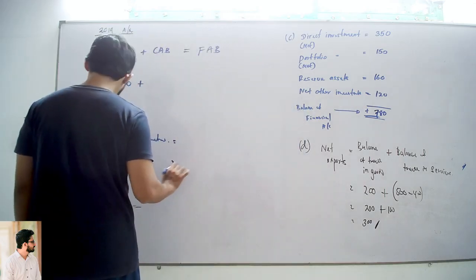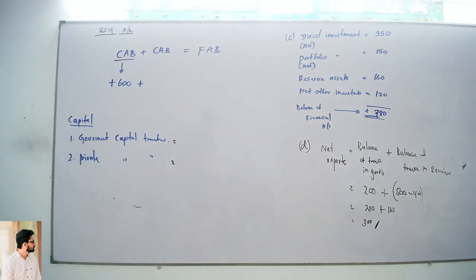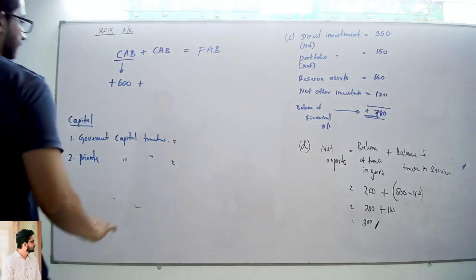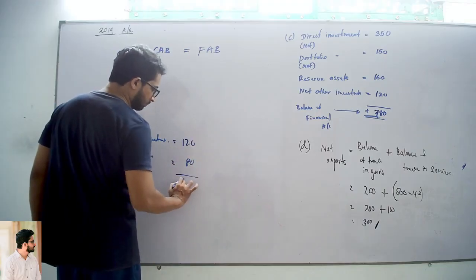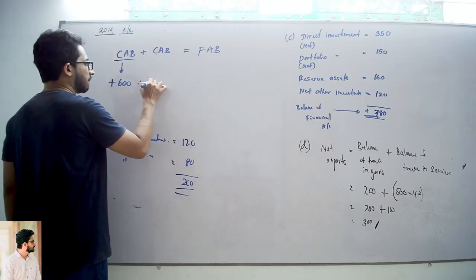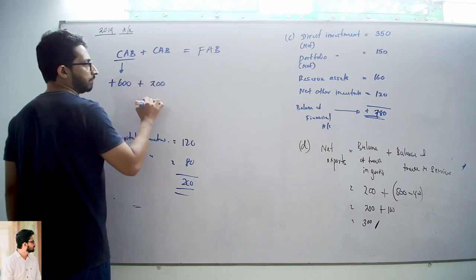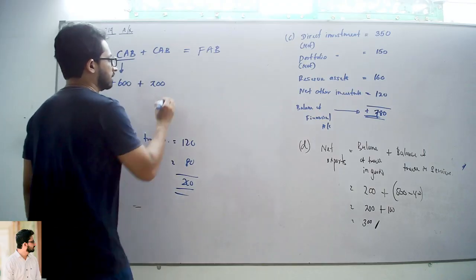Capital transfers, government transfers, how much, Lamai? Can you tell me the value? Government 120 and 80. Then, Buddha, the total value should be 200. Then the balance of capital account should be 200, right? Balance of capital account should be 200.